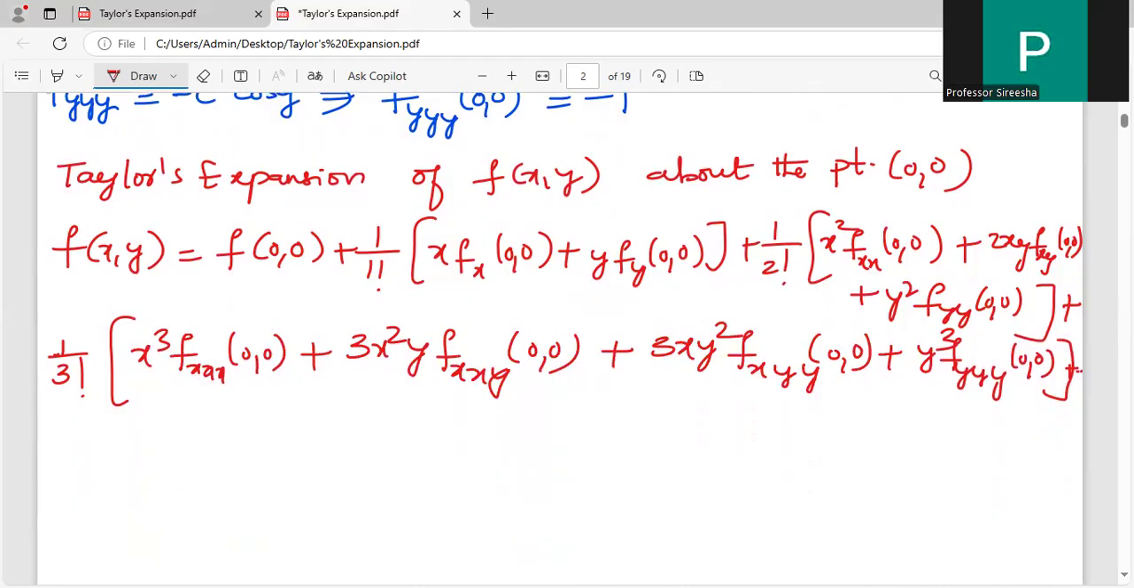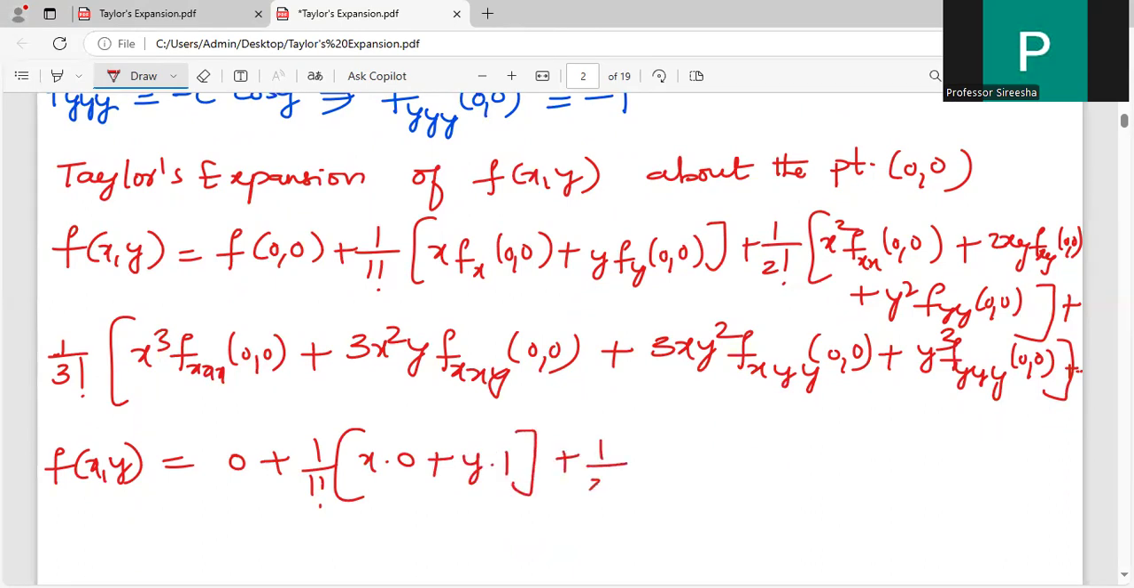Okay, yes. Now, what are all the values that I'll be substituting? Whatever values I have got at the point 0 comma 0, I'll be substituting. By the way, guys, this is the easiest. Maclaurin series is the easiest. If you get this in the exam, you're done. Your job is very, very easy. This is the easiest question that you can get in the exam.